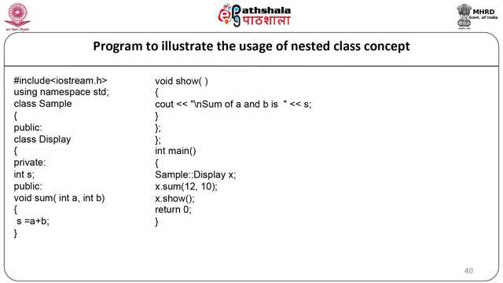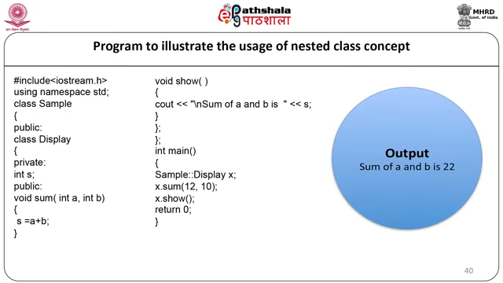Now we are going to call a member function as x.sum inside bracket 12, 10, x.show, return 0 and our main program will end. Now when the above code is compiled and executed, it will produce the result as sum of a and b is 22.